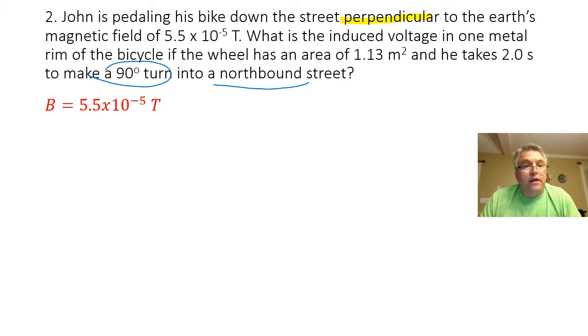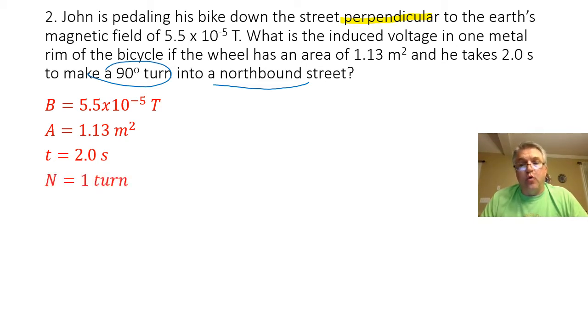We are given the magnitude of the magnetic field of the Earth, as we were in the previous problem, 5.5 times 10 to the minus fifth Tesla. We are again given the area of the bicycle, which is the same as in the previous problem, 1.13 square meters. And we're given the time it takes for him to make the turn onto the northbound street of 2.0 seconds. And we're going to treat the bicycle rim as if there is only one turn or one coil in the loop, and really it's one big metal piece. So that is a good assumption.